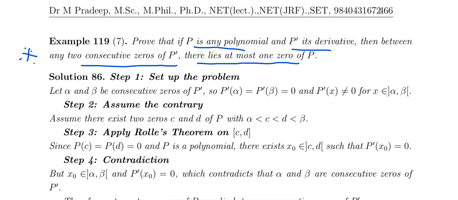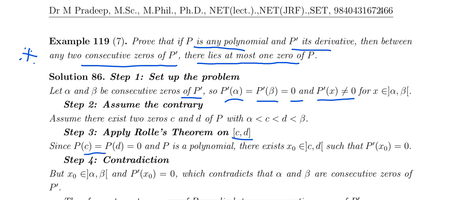Okay, alpha, beta என்பது consecutive zero of p dash என்று எடுத்தால் p dash alpha equal to p dash beta equal to 0. அப்படியென்றால் p dash of x is not equal to 0 if x belongs to open interval alpha comma beta. So there exist two zeros c and d of p, both lying between alpha and beta. So we can apply the Rolle's theorem for c comma d.